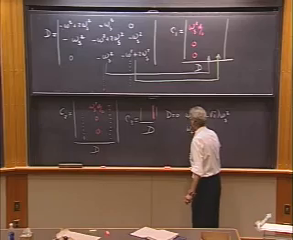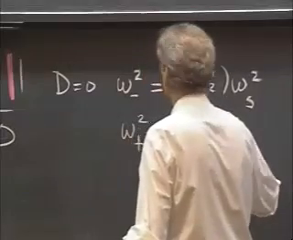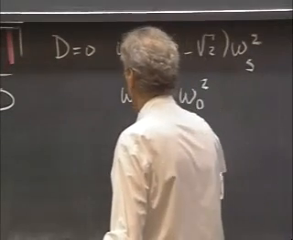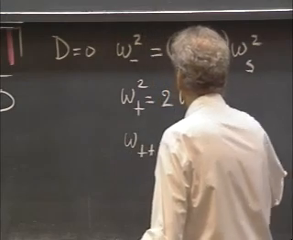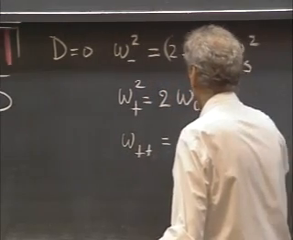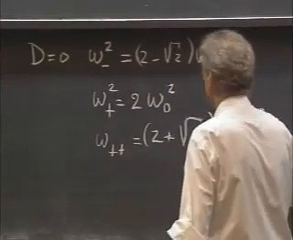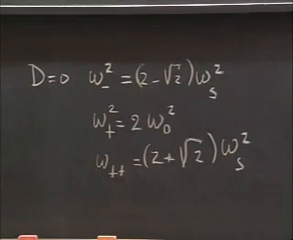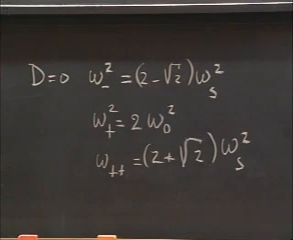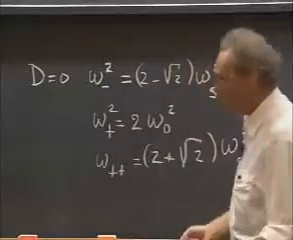The one that follows is 2 omega 0 squared. And the one that follows then, which I will call omega plus plus, is going to be 2 plus the square root of 2 times omega s squared. None of these are, of course, intuitive, but none of the resonance frequencies of our coupled double pendulum were intuitive. There's no way that you can even look at this and say, oh yeah, of course.